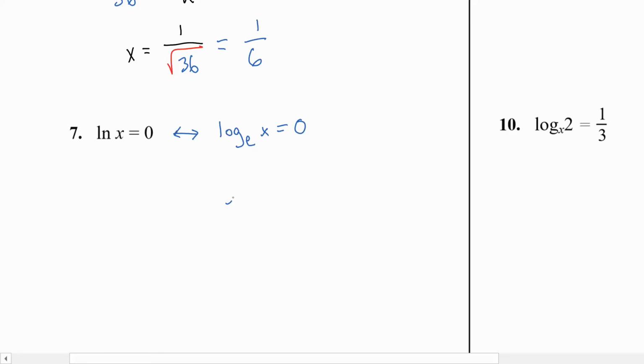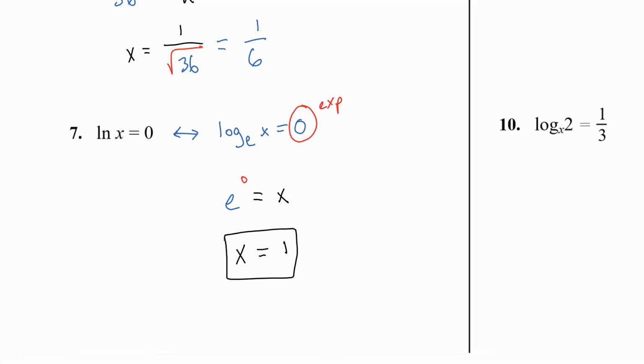So it's base e. Remember, logs equal the exponent. So the exponent is 0, and that equals x. So x equals e to the 0. Anything to the 0 power is 1. All right, so those 3 examples are when the argument is unknown.